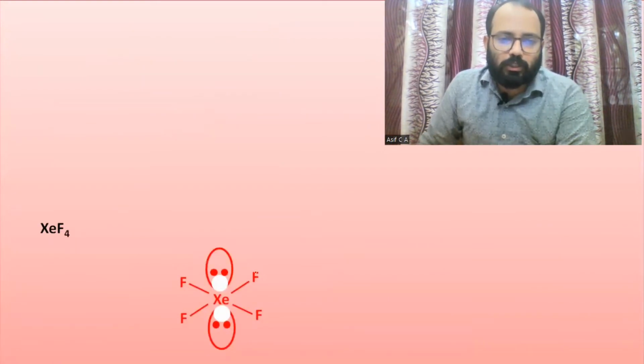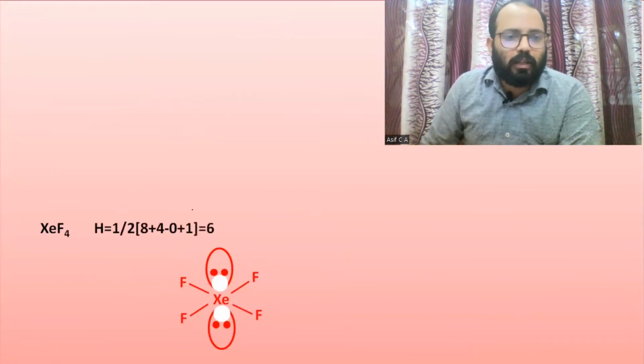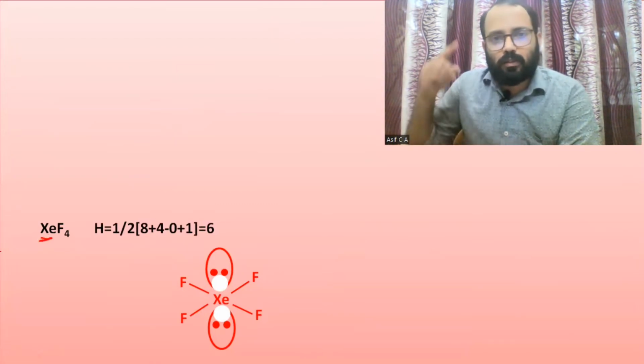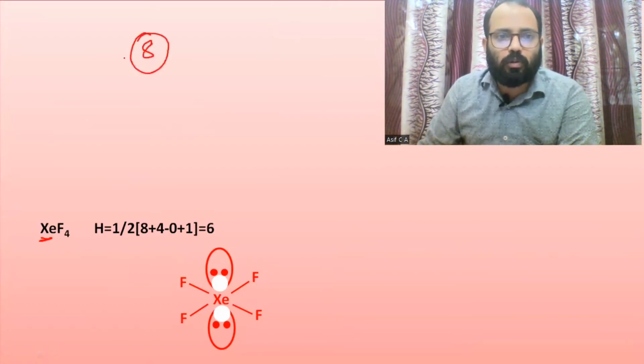Look at that, this is the structure of XeF4. But we can directly write the hybridization: half into valence electrons of the central atom Xe. In the noble gas family, how many outermost electrons will there be? Valence electron 8. 8 plus the number of monovalent atoms, 4 monovalent fluorine. Okay, then it is a neutral one, right? XeF4 has been written wrongly here, you don't have to worry.